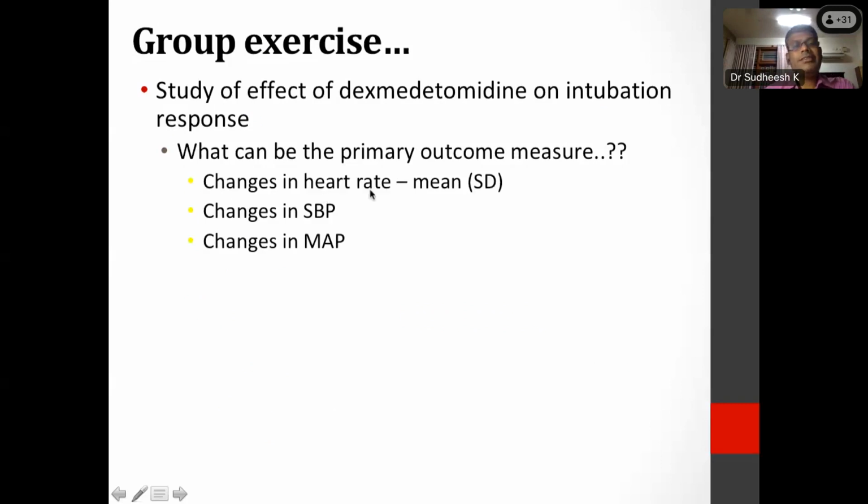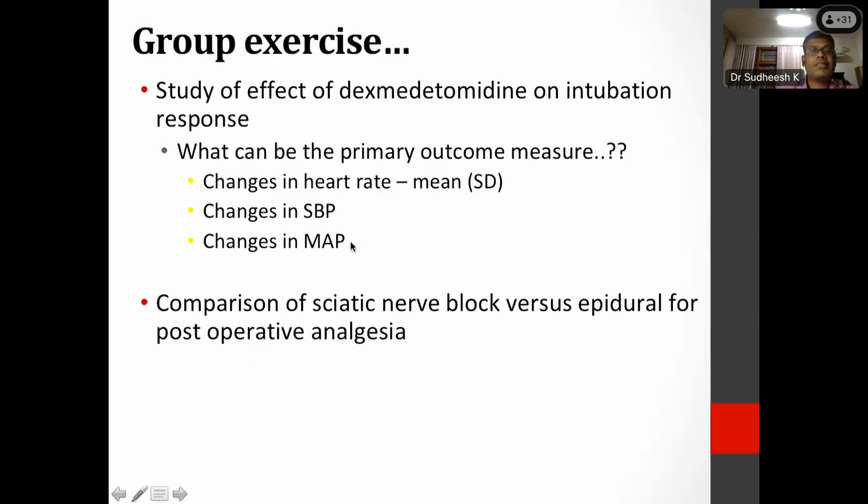You can consider changes in heart rate as one of the primary outcome measures, or even changes in systolic blood pressure, changes in mean arterial pressure. Any one of them can be considered as a primary outcome measure for calculation of sample size. But that has to be distinctly mentioned in your study synopsis that you have used this particular parameter only for calculation of sample size. Next, we'll go to the next example.